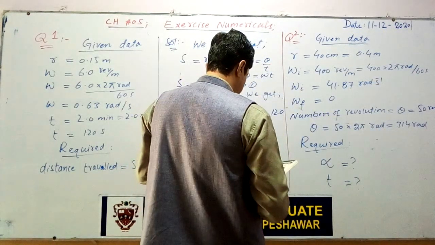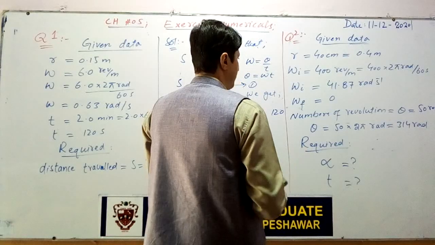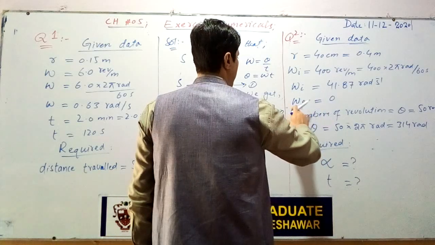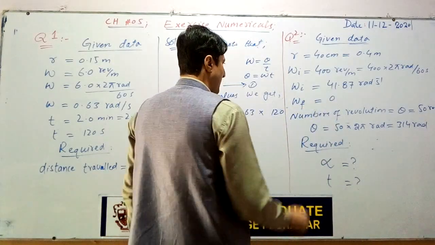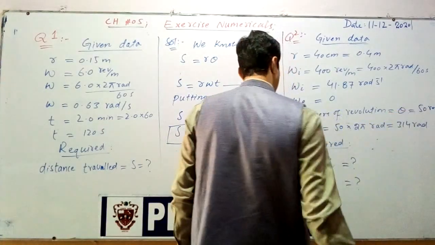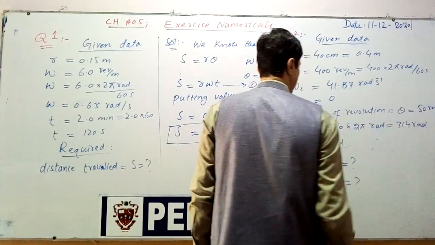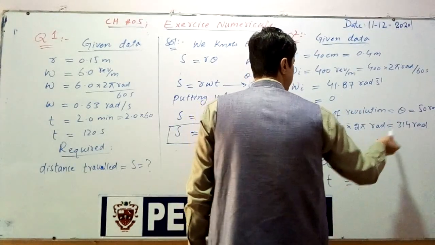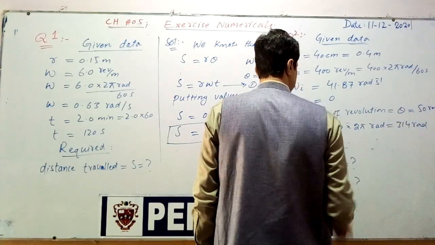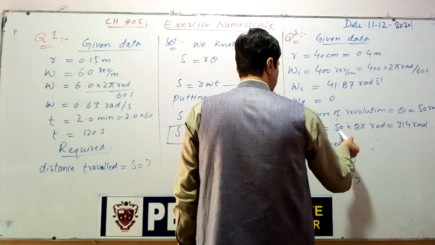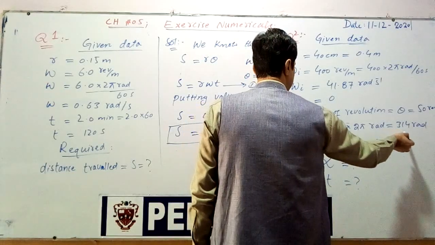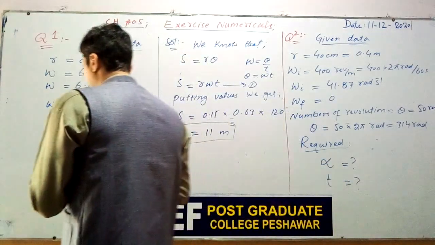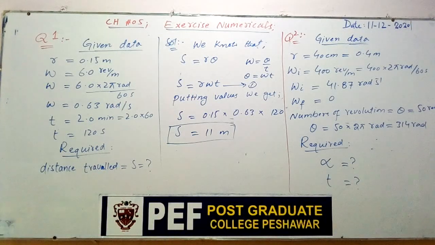And after that it is stated that it is brought to stop. Meaning after that much time it stops. So omega f, our final angular velocity, will be equal to 0, and it completes how much revolution? 50 revolution. So this is angle theta equal to 50 revolution, and we have to convert this into radian. So just multiply by 2 pi radian. Instead of revolution we can write 2 pi radian. 2 multiplied by 50 is 100, multiplied by pi is 314 radian. Now we have to calculate alpha and t. Alpha is angular acceleration and t is the stopping time. Now how to calculate?